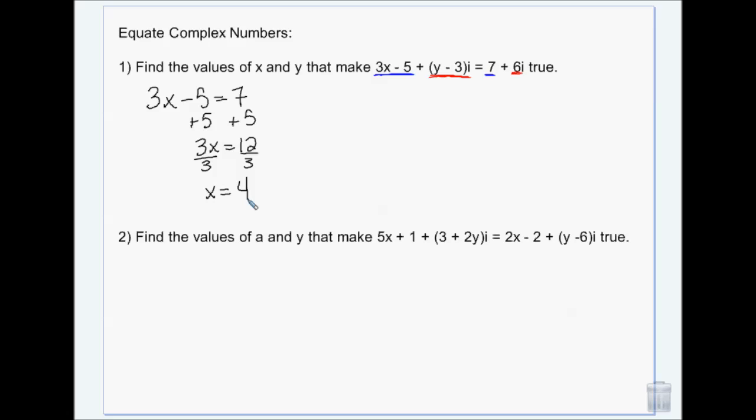So x equals 4. And just like the real portion has to equal the real portion, the imaginary portion has to equal the imaginary portion. So y minus 3i has to equal 6i. Well, I can take the i's away, because what I really need to know is that y minus 3 equals 6. Does that make sense? So I'll add 3 to both sides. So y will equal 9.